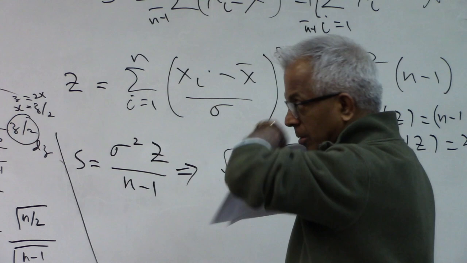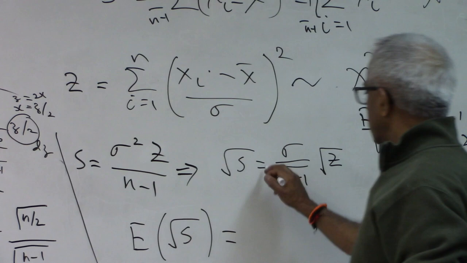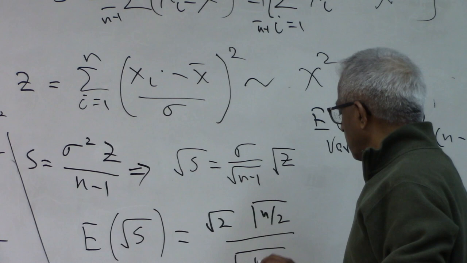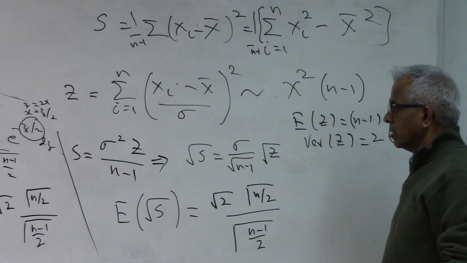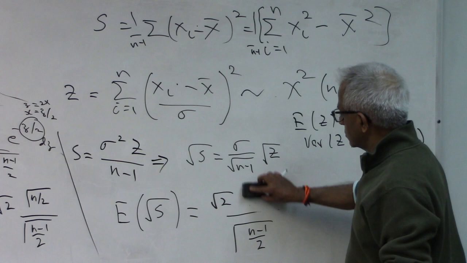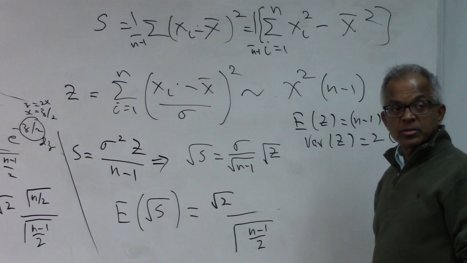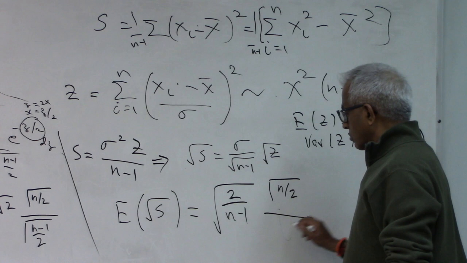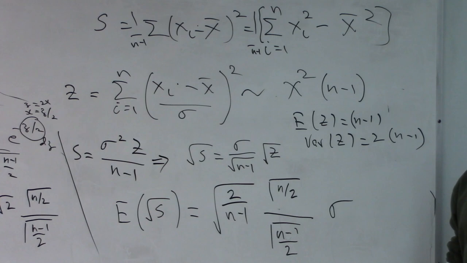So I'm going to look at the expected value of square root of S. That's going to be the square root of the expected value of Z, which is square root of 2 gamma n by 2 over gamma n minus 1 by 2. Where is the square root of n minus 1? In the denominator. Yes? So you just take this constant to the other side.